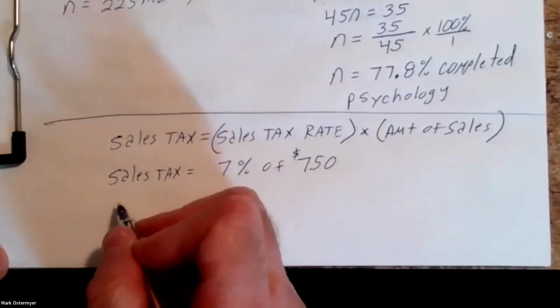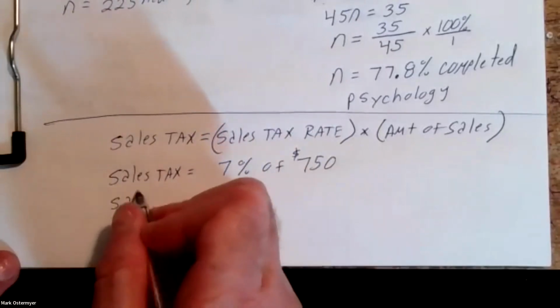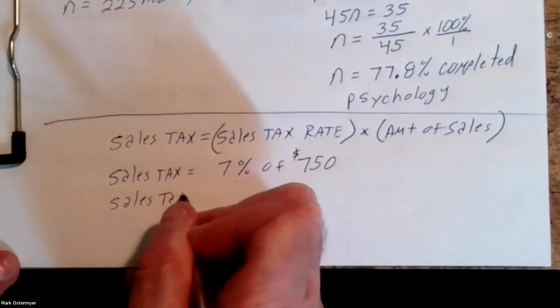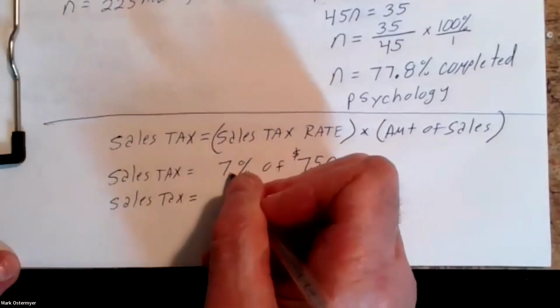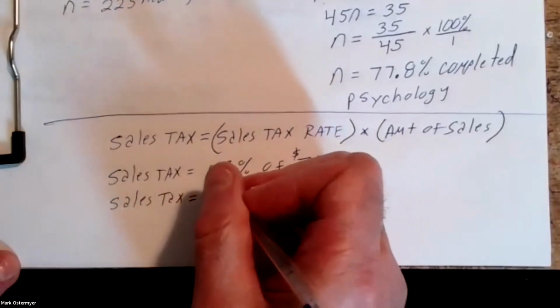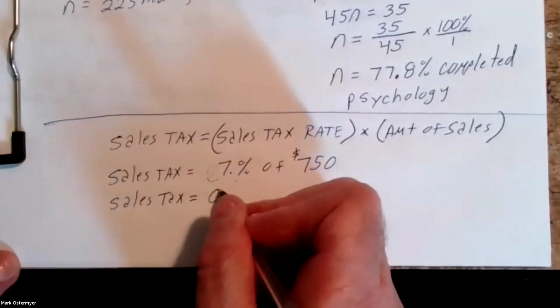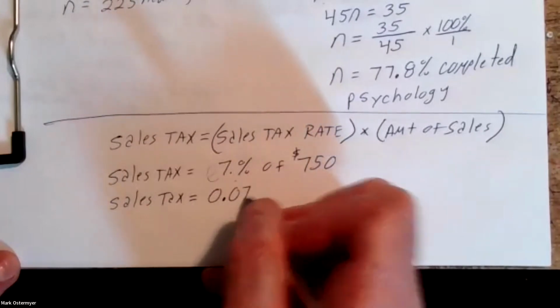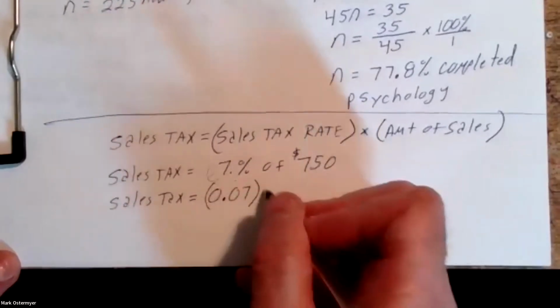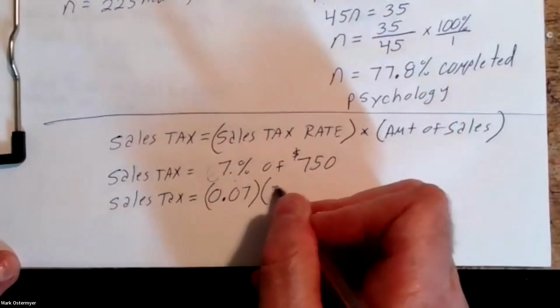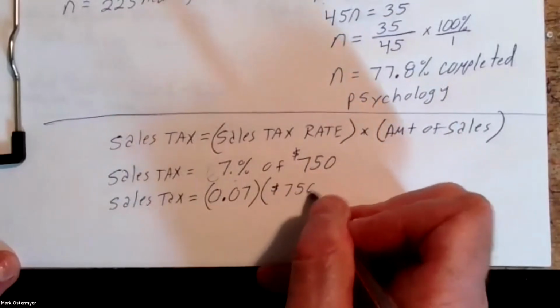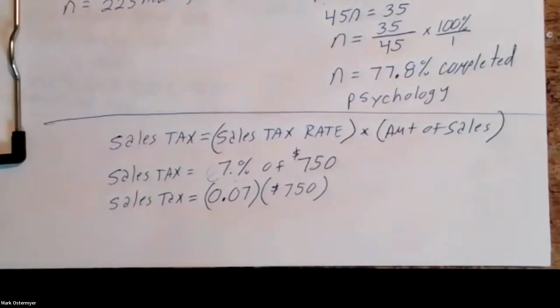Well, pretty simple. You just have to convert the percent to a decimal by shifting the decimal point 2 places to the left. 1, 2, so we gotta add a 0 and then drop the percent symbol. So this will be 0.07. Of means multiply. And so we're gonna multiply 0.07 times $750. Get on your calculator and dial it up, ladies and gentlemen. Tell me how much sales tax we're gonna have to pay for the $750 food processor in Mississippi.